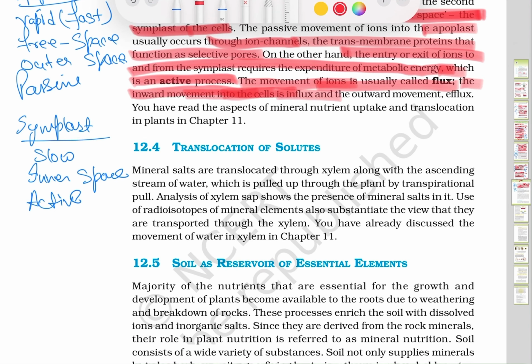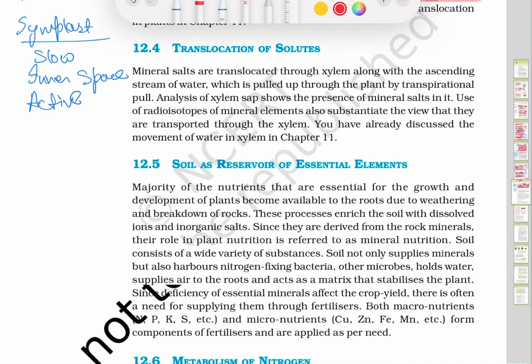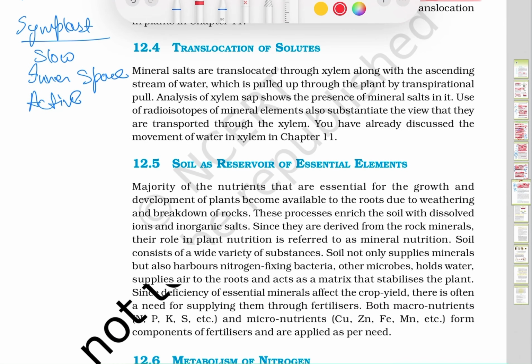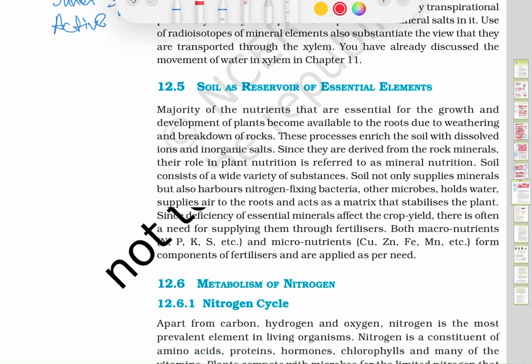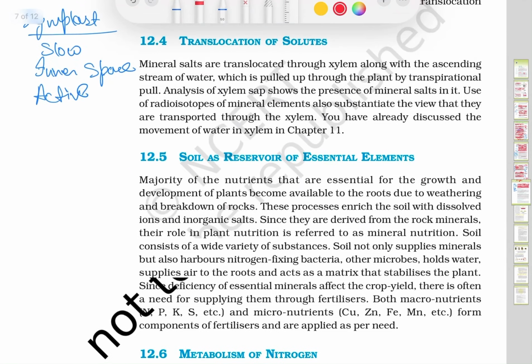Translocation of solutes. Minerals are translocated through xylem along with the ascending stream of water, which is pulled up through the plants by transpirational pull. Analysis of xylem sap shows the presence of mineral salts in it. Use of radioisotopes of mineral elements also sustains the view that they are transported through xylem.